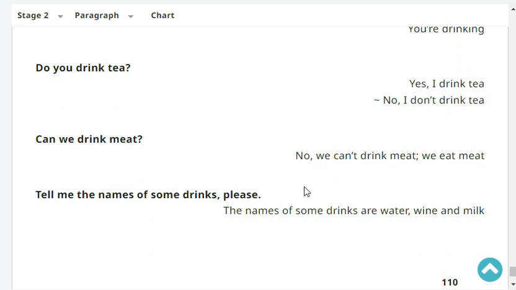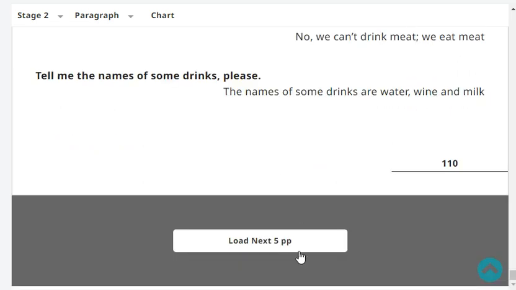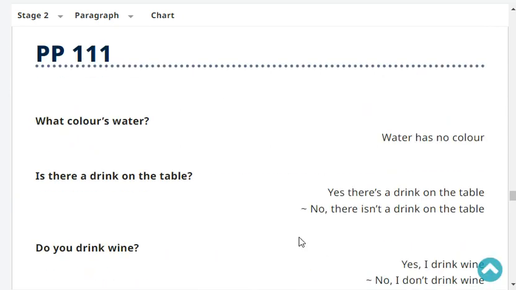Very good. Tell me the names of some drinks, please. The names of some drinks are water, wine, and milk. Very good. Okay, next. What color is water? Water has no color.